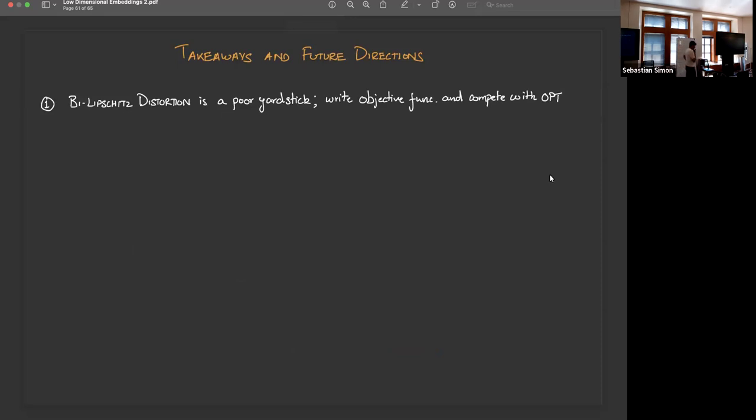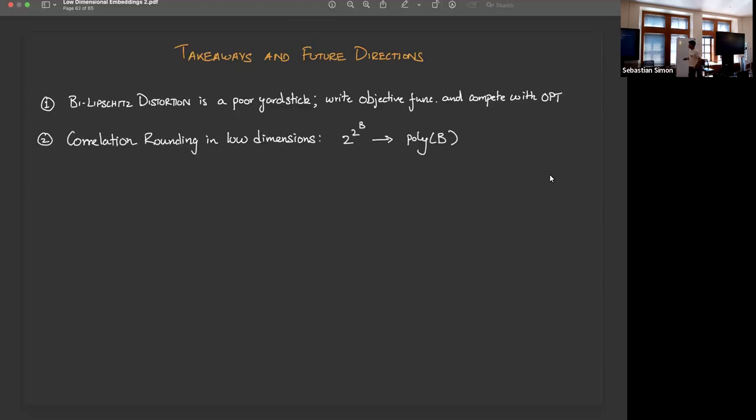Okay, so let me end with some takeaways and future predictions. The first takeaway is that Bourgain's distortion is actually a poor yardstick for comparing performance of low dimensional embeddings. You should write objective functions instead and try to compete with, like, the best approximation algorithms.